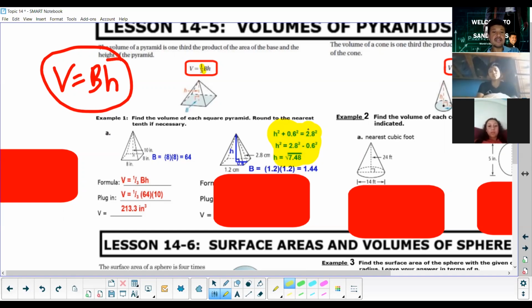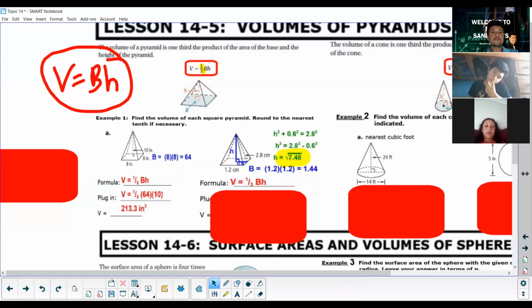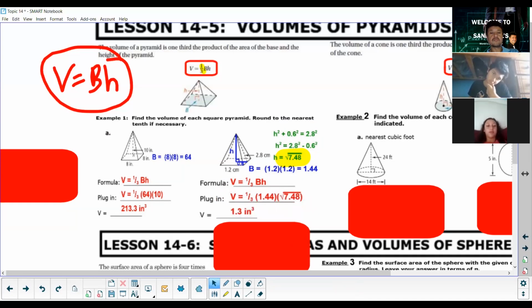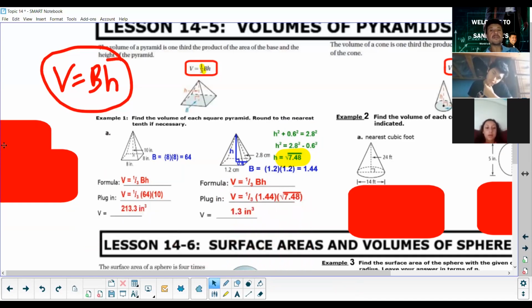So the actual height, Celeste, just to clear this up, that's going to be important, is this one right here. It's 7.48. Okay, so now you know height is 7.48. What is this going to look like in the boxes? Here's the formula. We're going to do 7.48 times 1.44 divided by 3. Yes, good. And you get 1.3. Now, I should have mentioned it was the square root of 7.48. They kept it as a radical in order to keep it whole as a solution.